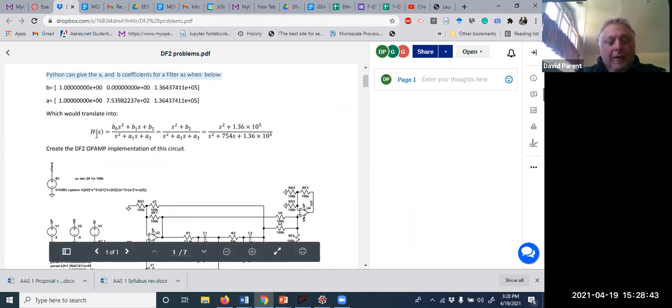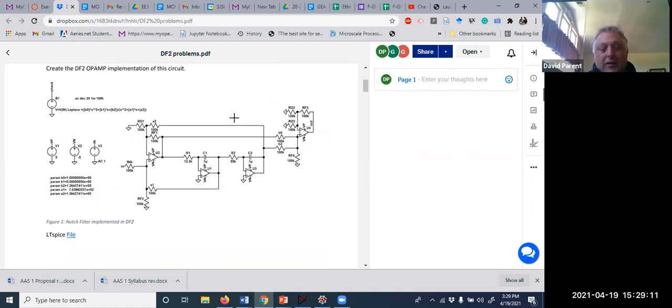If this is the generic equation where you have B naught times S squared plus B1 times S plus B2, notice this is 0, so there's no B1. So you don't need it. When I substitute these values into the equation, this is the equation that gets implemented.